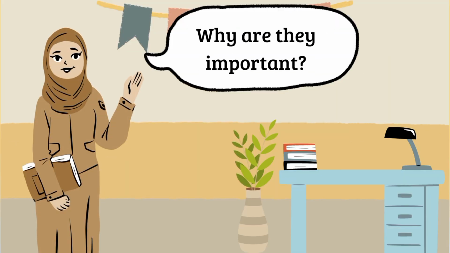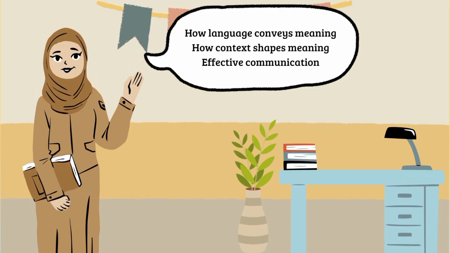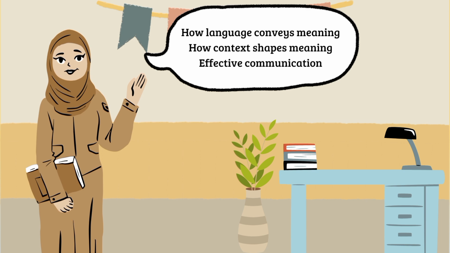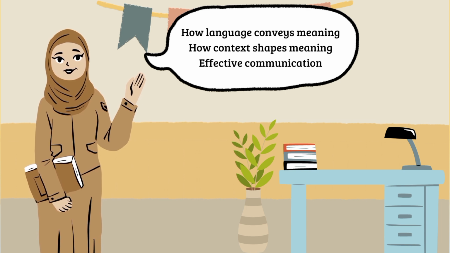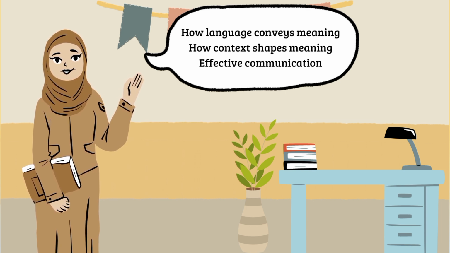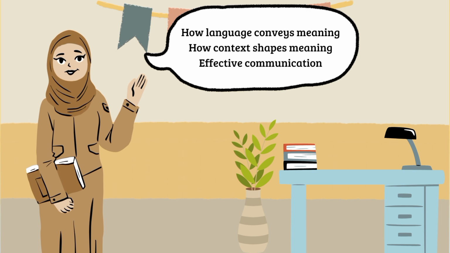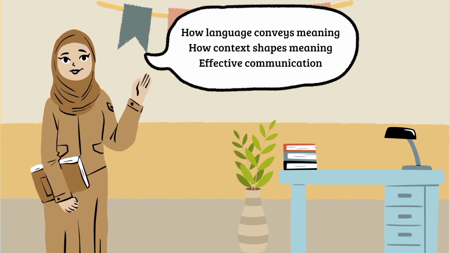Why are they important? Semantics and pragmatics are important to study because they help us understand: the first is how language conveys meaning. The second is how context shapes interpretation. And the last is how to communicate effectively in various situations.